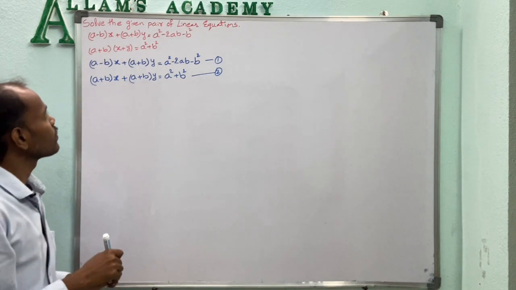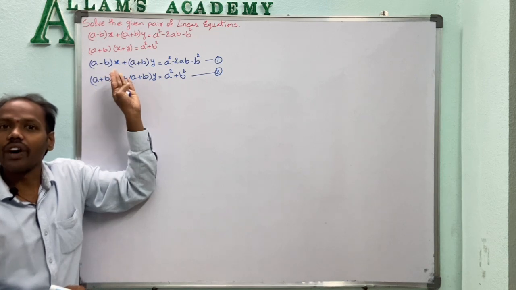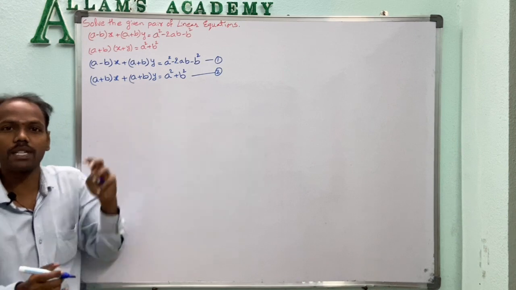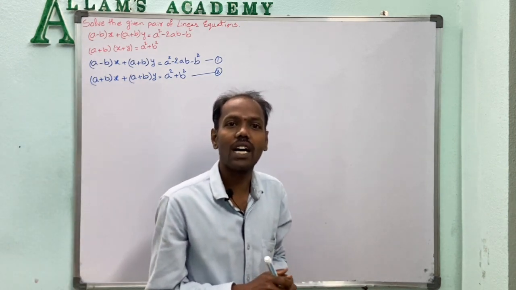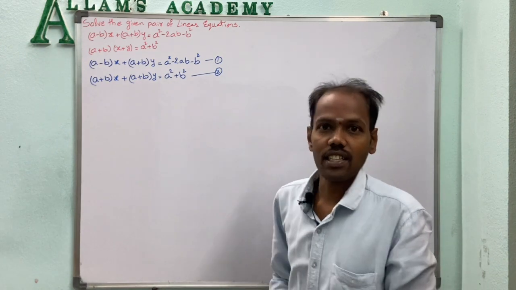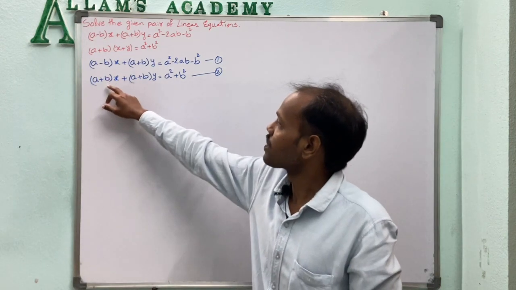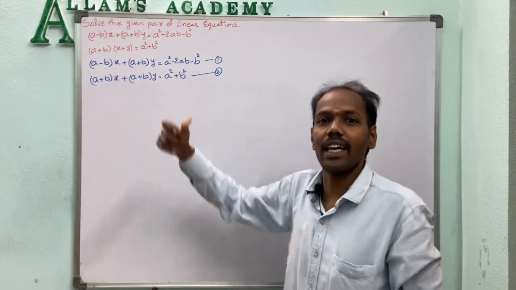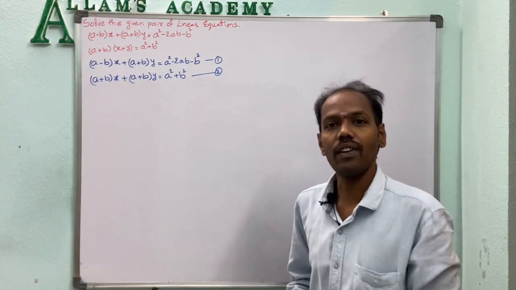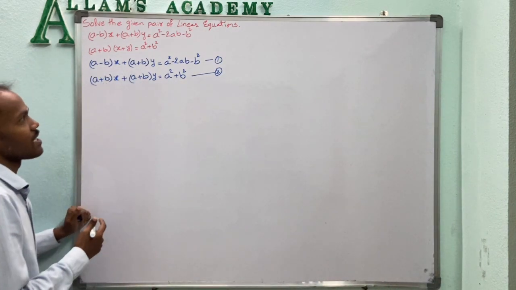Now observing this problem, the y coefficients of these two equations are the same, a + b and a + b. So this problem can be solved simply by the elimination method. Why? Because subtracting these two equations, the y coefficients will be cancelled and simplifying the x coefficients we get the x value. Then substituting that x value in any one equation we get the y value.